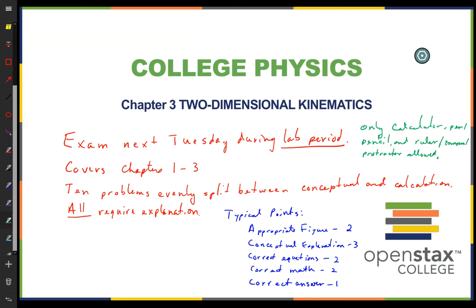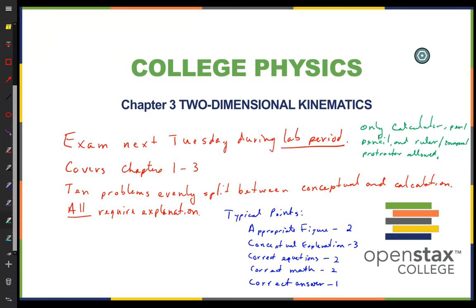Now, typically, if it's a calculation problem, you're going to have the points broken down as shown here. 2 points for appropriate figure, 3 for getting a correct explanation of the concept you're using, 2 for identifying the correct equations involved, 2 points for doing correct math, and 1 point for the correct answer.